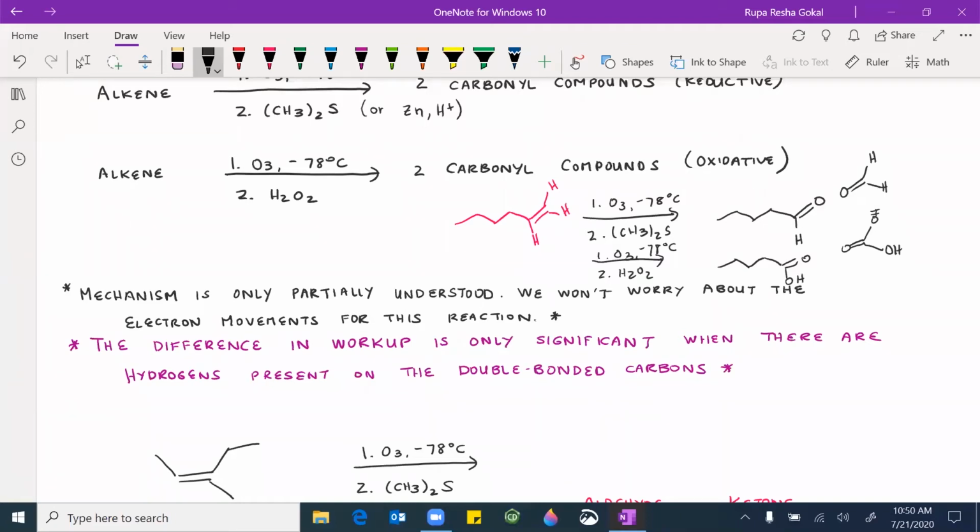Now the carbon is unaffected. So if it's a carbon on that pi bond, then you don't have to worry about it. You can't break that carbon-carbon bond, but you can break this carbon-hydrogen bond and shove in an oxygen there with an oxidative workup. Are you with me? Does that make sense? The difference, if you have hydrogens on your double bond alkene, then the workup's going to matter.